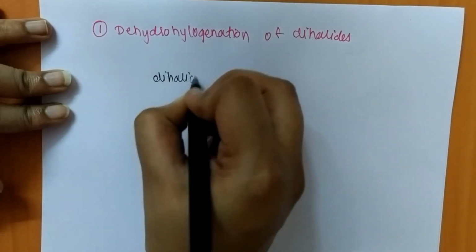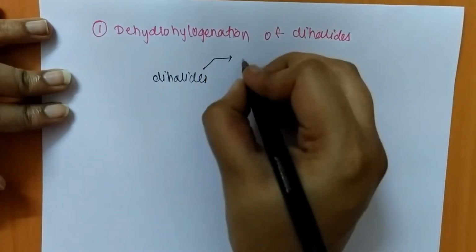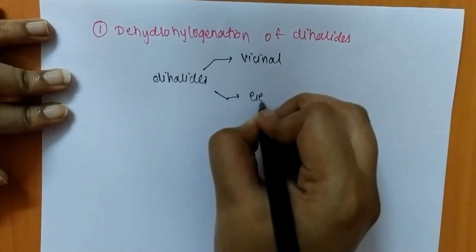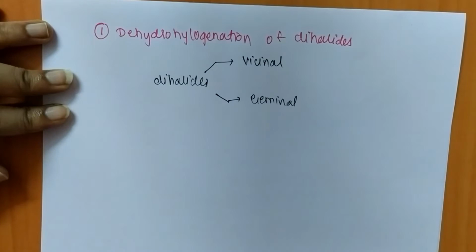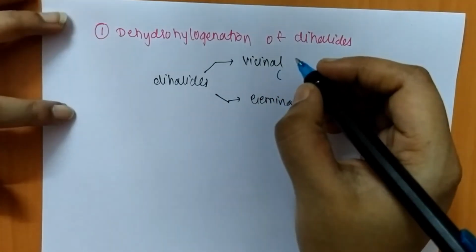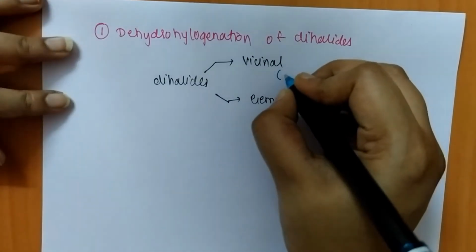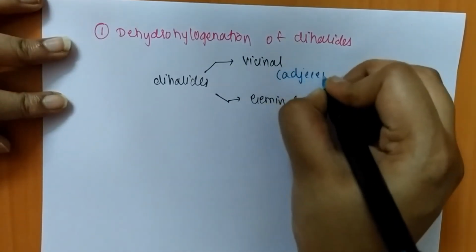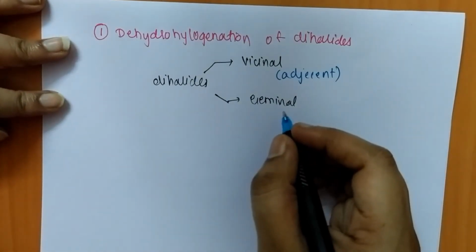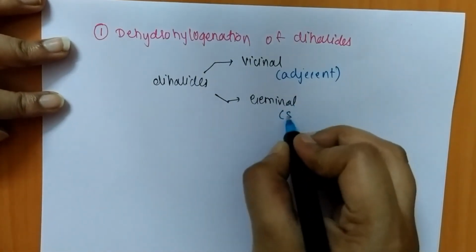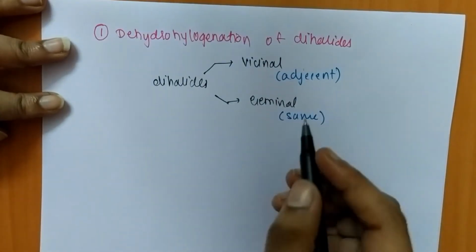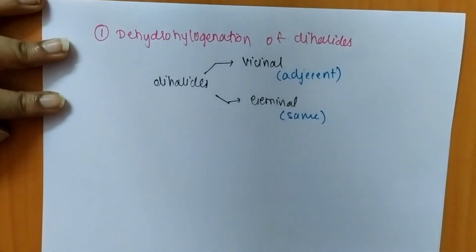So the dihalides are of two types. One is the vicinal dihalide and the other is the geminal dihalide. The vicinal dihalides are the dihalides in which the halogen atoms are attached to two adjacent carbon atoms, while the geminal dihalides are the compounds in which the halogen atoms are attached to the same carbon atom. So we can get alkynes from both these types of dihalides.